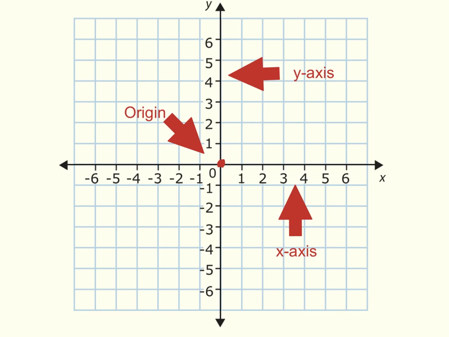When we talk about points on the graph, we talk about them as an ordered pair, a set of two numbers, an x value and a y value, that tell you where on the graph that point would be. So if we were to describe the origin as an ordered pair, we would describe it as 0, 0. Meaning where the x-axis is 0, where the y-axis is 0, that's the origin.